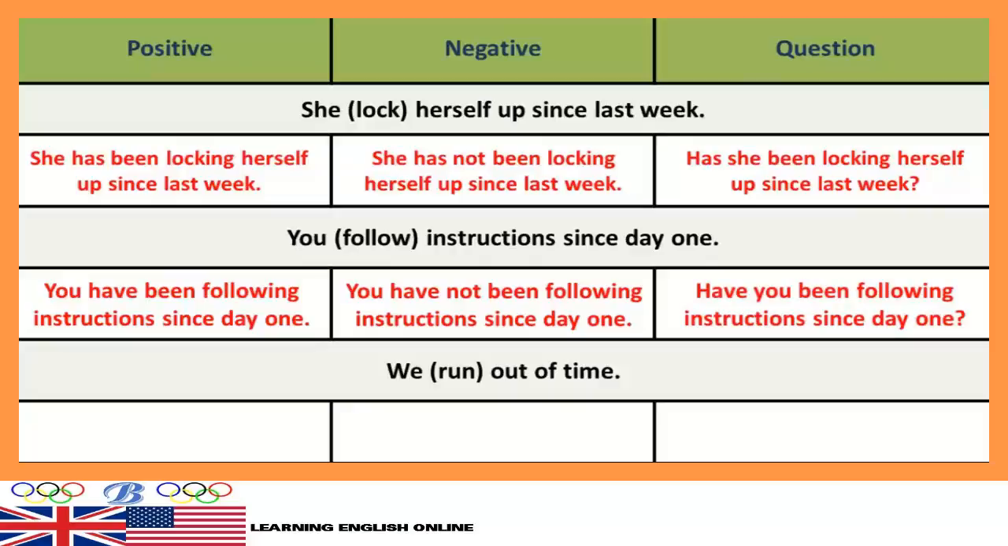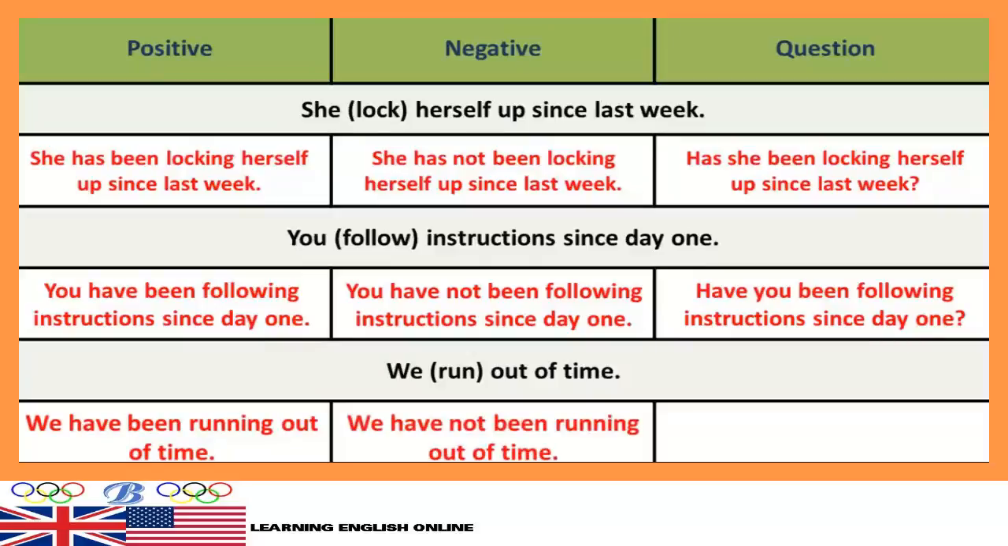The last one, we run out of time. The verb is run. The correct positive statement is, we have been running out of time. The negative sentence is, we have not been running out of time. And the question is, have we been running out of time? Did you get it right?